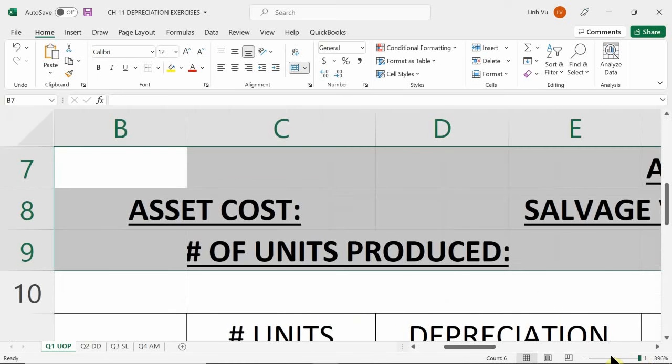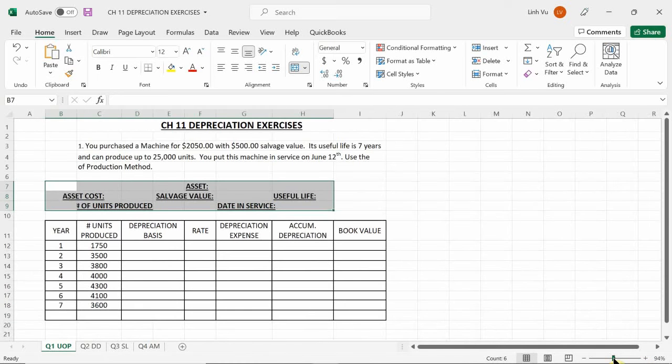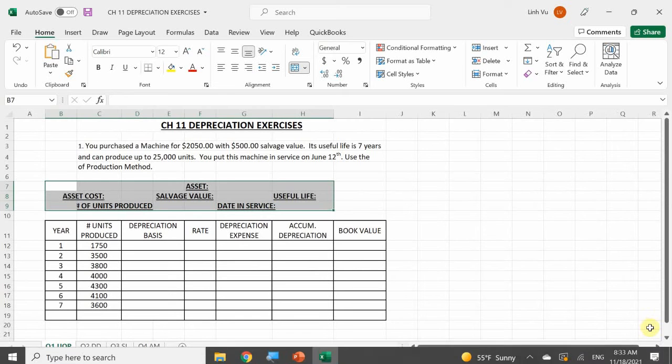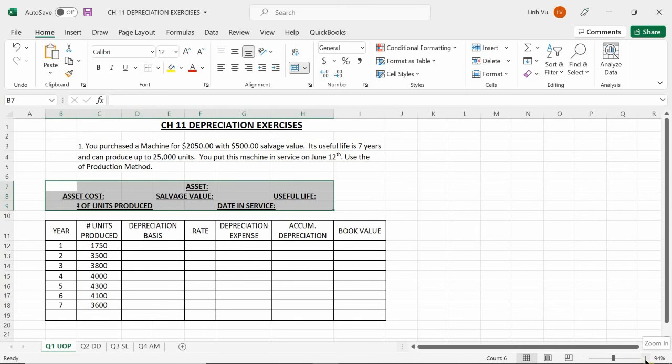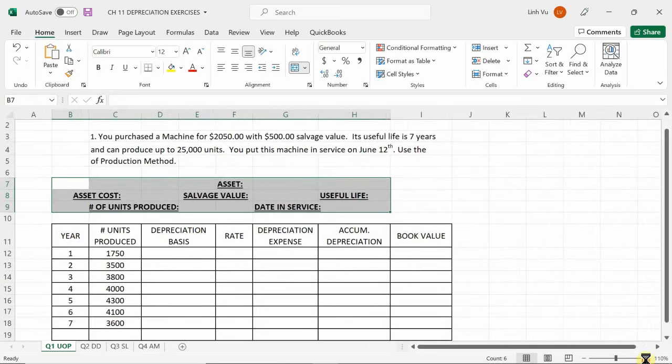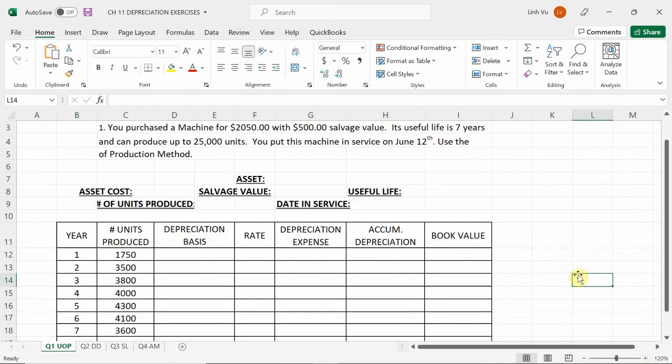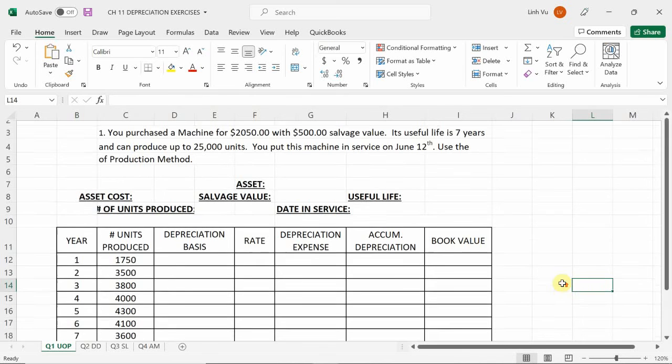Okay, welcome back, guys. So let's go ahead and do the chapter 11 review here. We're going to be going over another example of every single depreciation method that we just learned. So let's go ahead and go through the first one, which is units of production.